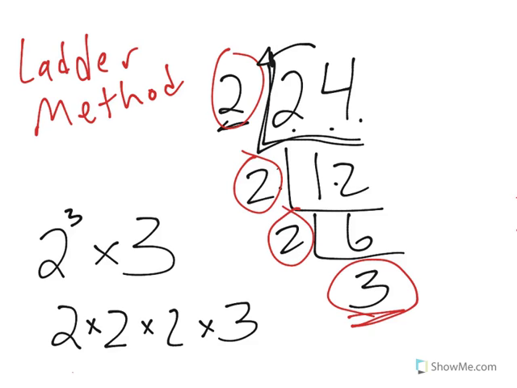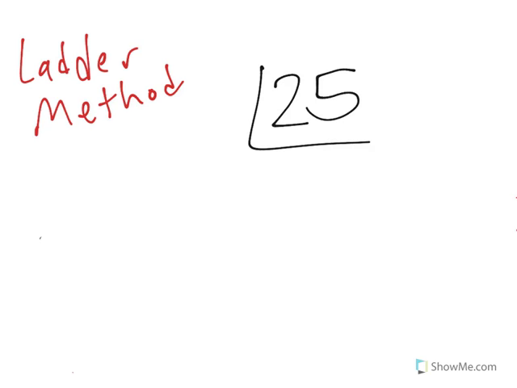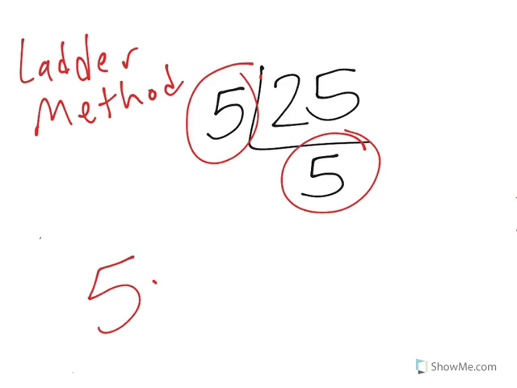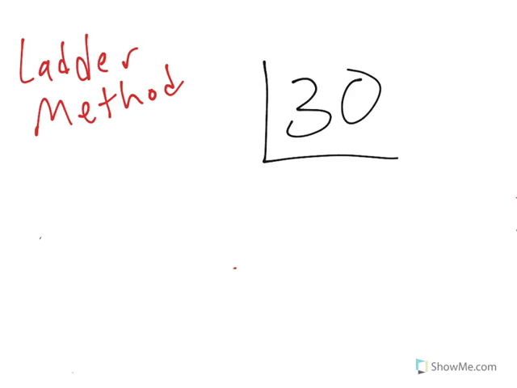Let's try with 25. So with 25, what prime number can you take out of 25? You can take a 5 out, right? And 25 divided by 5 is 5. Hey, that one's easy. Because you take a prime number out and you're left with a prime number, so all there is is 5 times 5. Let's try one more. We might have already done this number with the other one. We're going to do 30 again with this one.